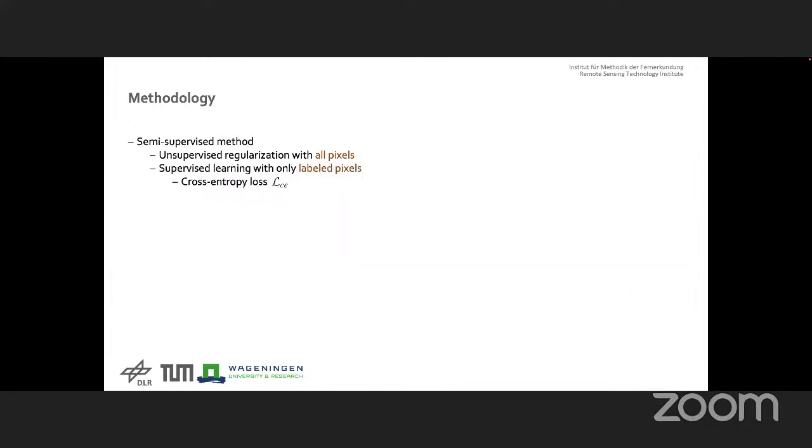As for the supervised learning with only labeled pixels, we use cross entropy as the loss function, nothing special compared to supervised semantic segmentation. The final loss is a combination of the cross entropy loss for the labeled pixels and the proposed loss terms. Here, lambda is the significance weight.